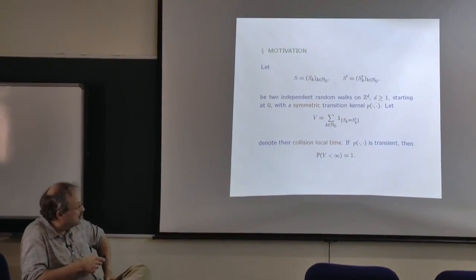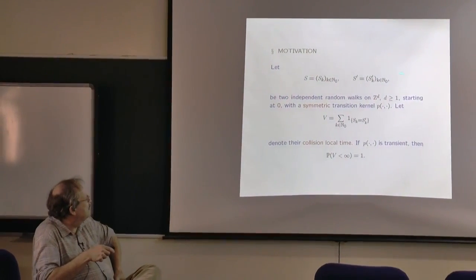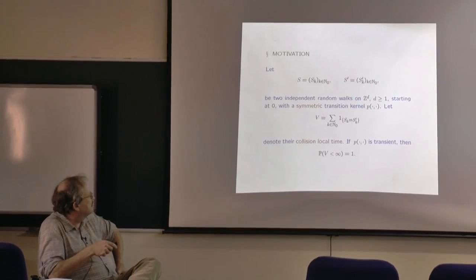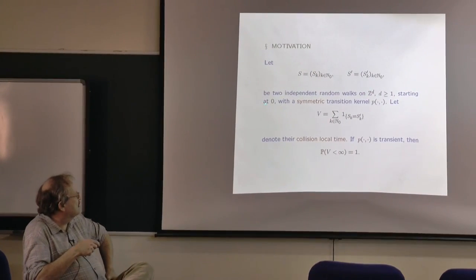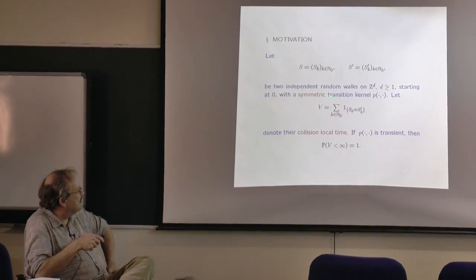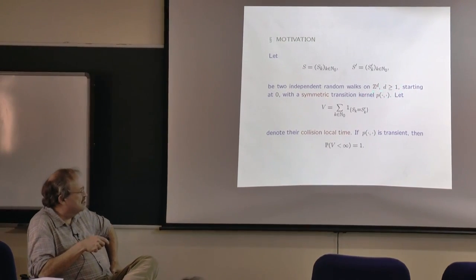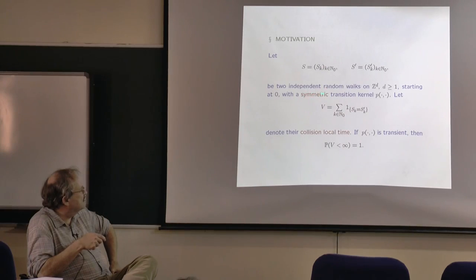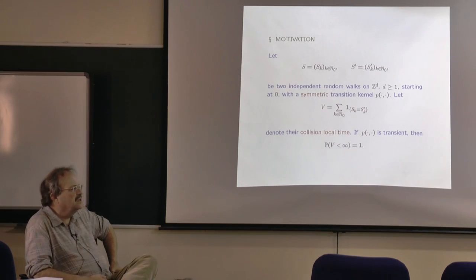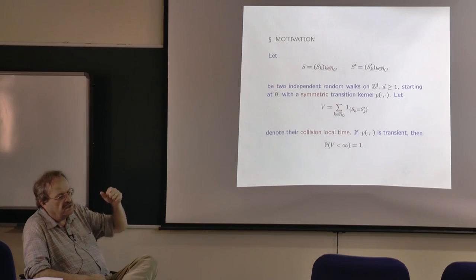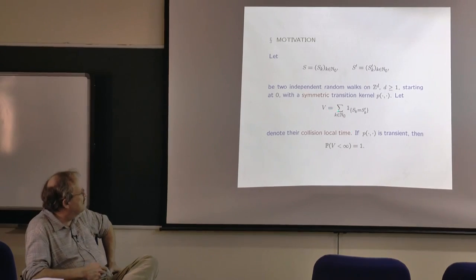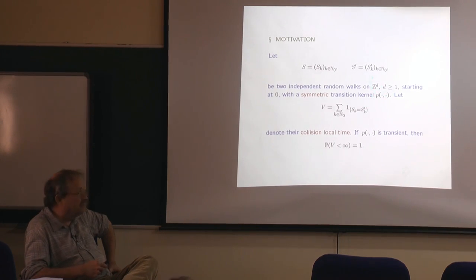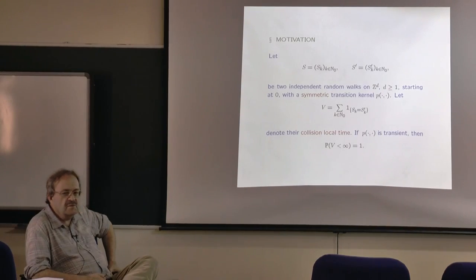I want to consider two independent random walks on the d-dimensional integer lattice, both starting at the origin, and these random walks can have arbitrary transition kernels, but I'm assuming that the transition kernels are symmetric, so a step in one direction must have the same probability as a step in the other direction, but any step is allowed. So this may be simple random walk, which only steps between neighboring sites, but it could be anything else.